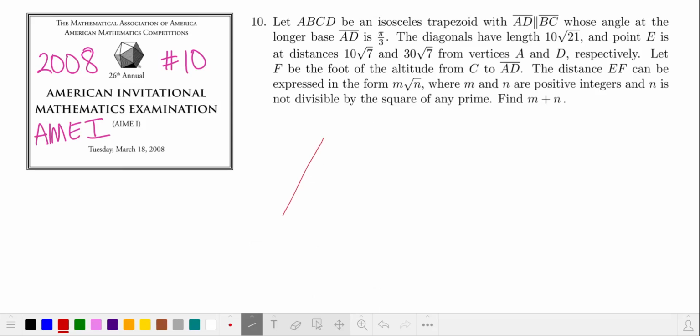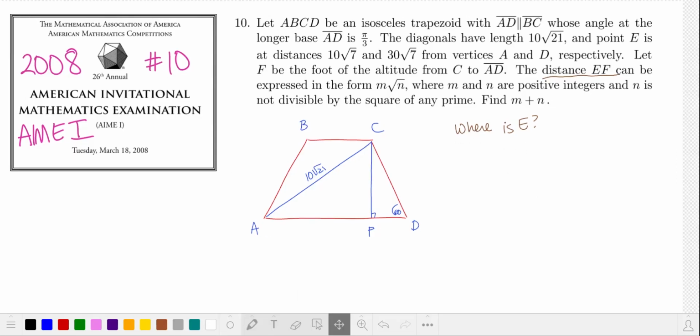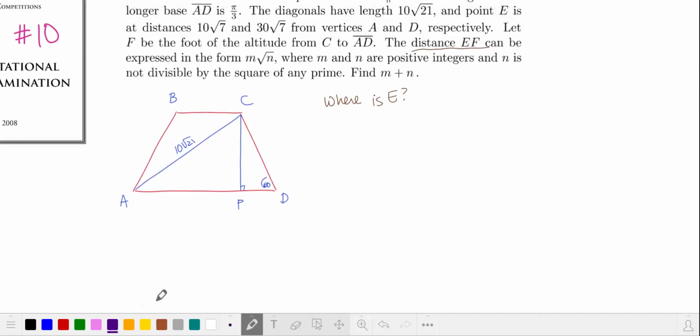Let's draw our isosceles trapezoid, and we'll draw our altitude CF and one of our congruent diagonals. We want to find this distance from E to F, so I'd like to figure out where E is on this diagram. So we'll start by estimating some of these distances to get a ballpark.